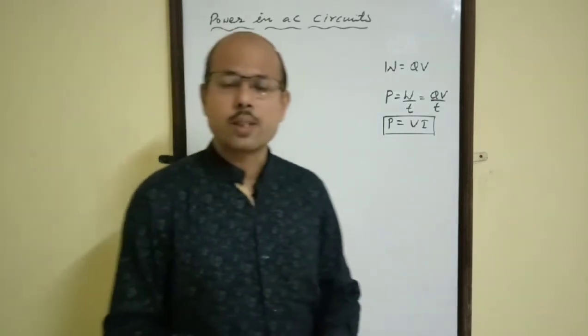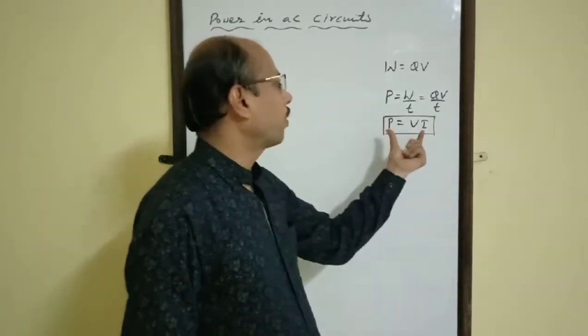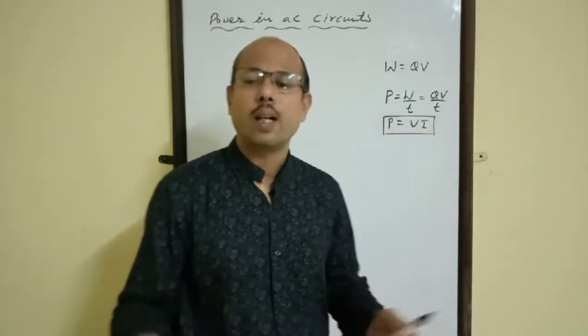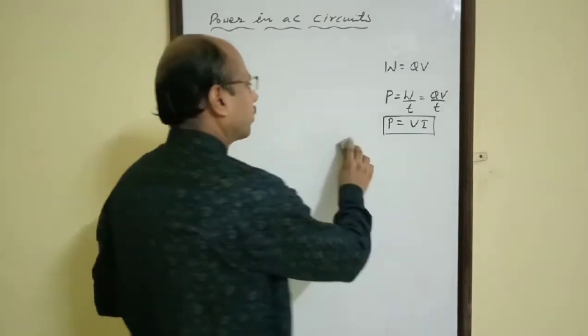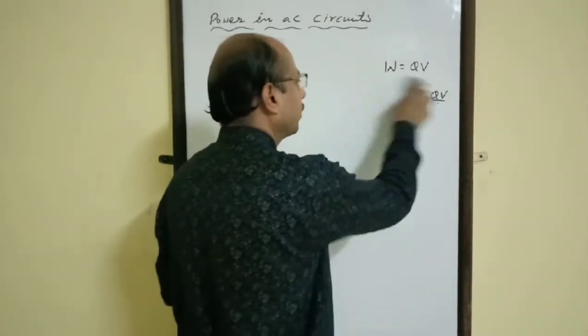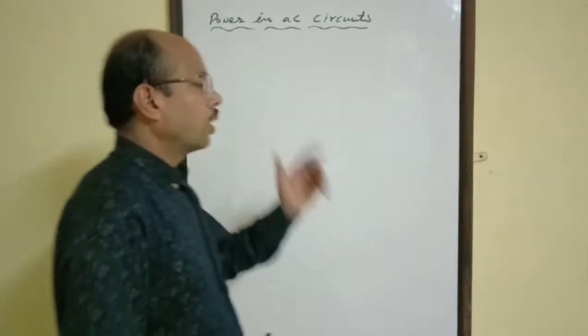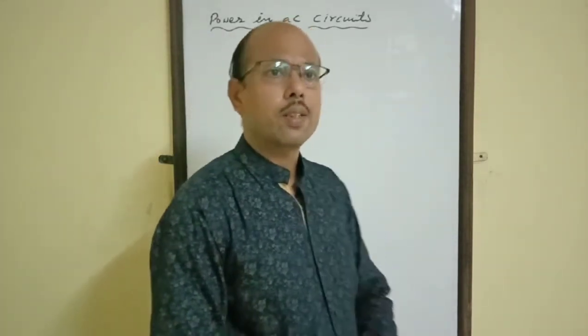So we are going to discuss this topic, and we will start from the formula P equals vi. That is the previous knowledge, so that you can easily recall it. Now especially we are talking about power in AC circuits.